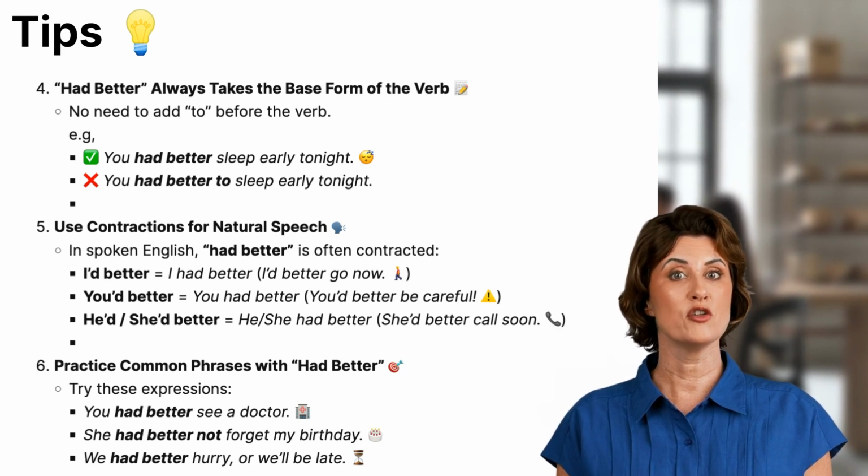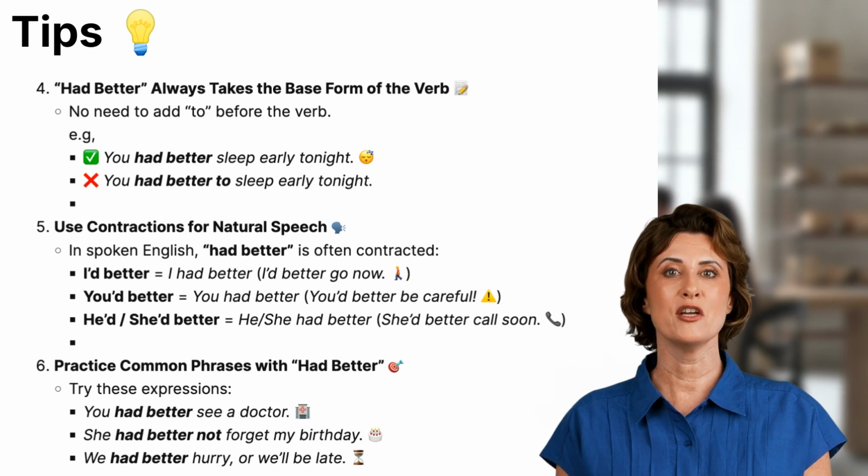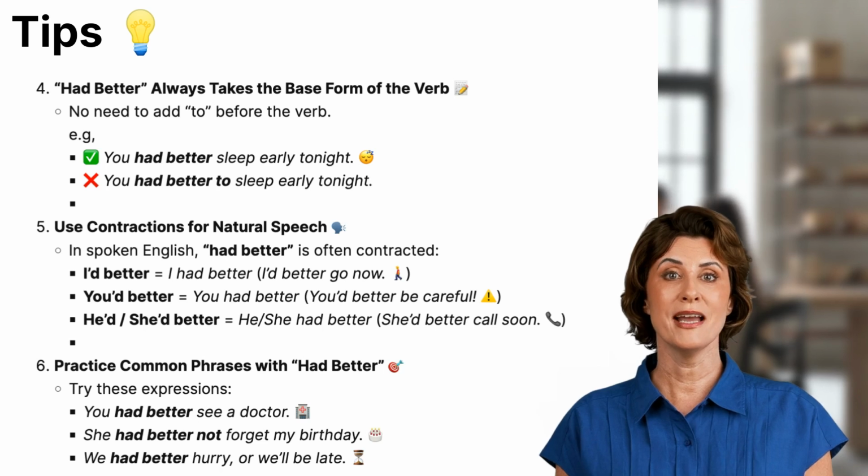5. Use contractions for natural speech. In spoken English, people often contract "had better" to make it sound more natural. I had better, I'd better. Example: I'd better go now. You had better, you'd better. Example: You'd better be careful. He, she had better, she'd better. Example: She'd better call soon. These contractions are common in everyday conversation, so practicing them will help you sound more fluent.